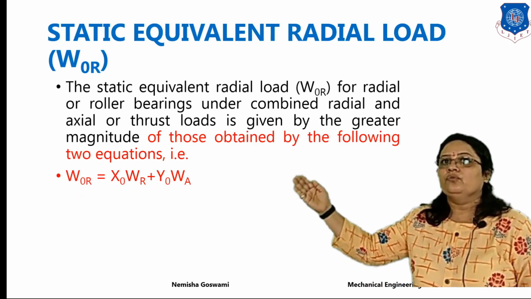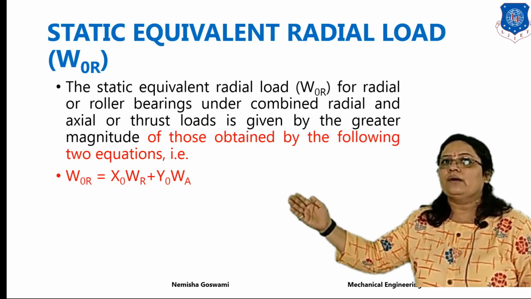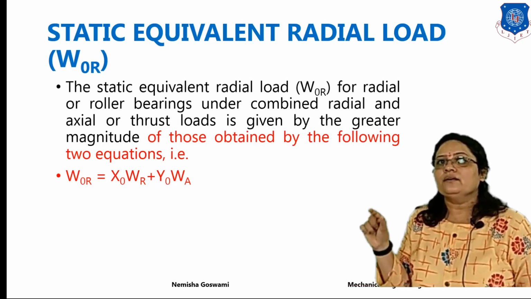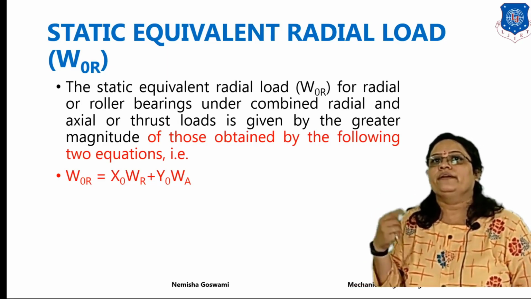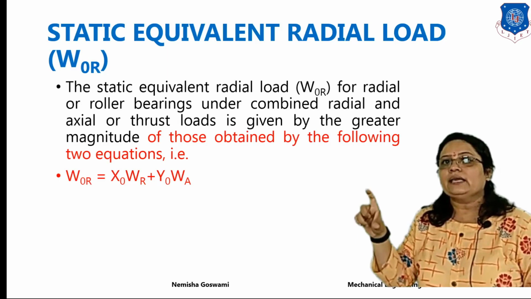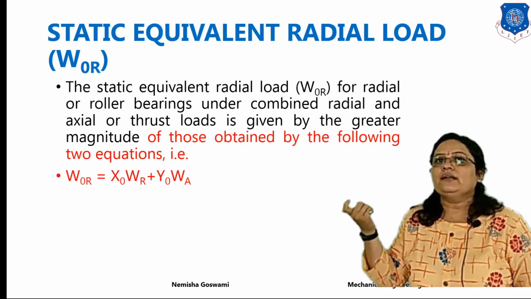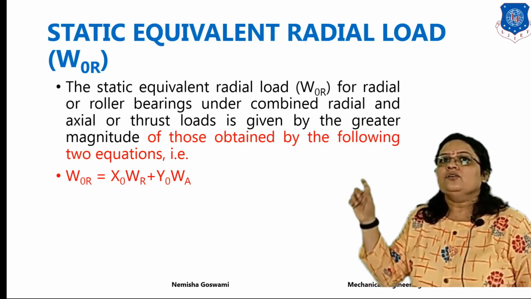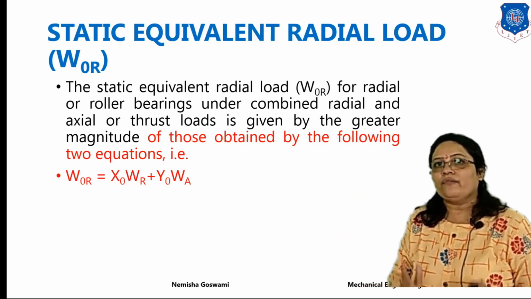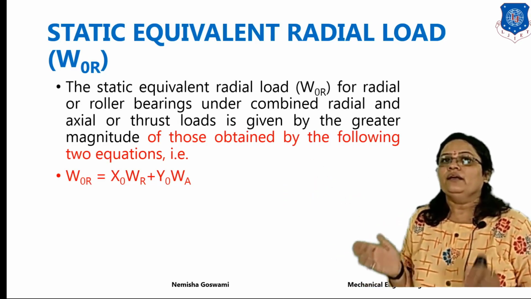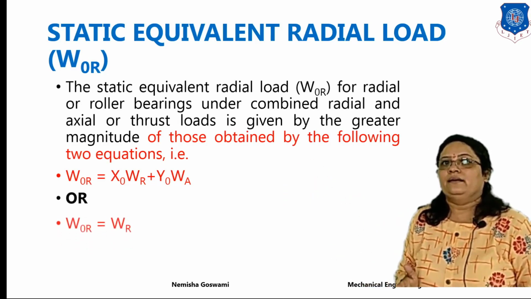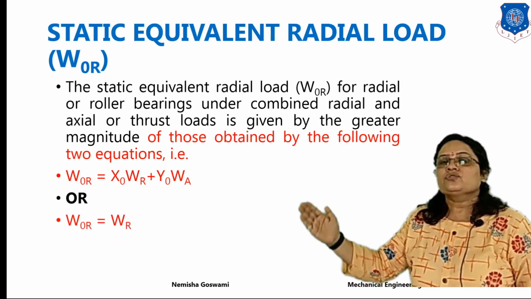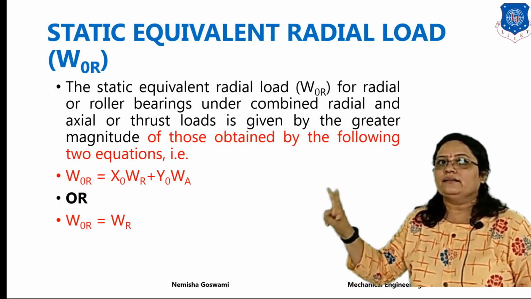So W0R is equal to X0 WR plus Y0 WA. Now WR we know, WR is the indication of your radial load and WA is the indication of your axial load. Now what are X0, Y0? These are the bearing factors. X0 is the radial load factor and Y0 is your axial load factor. Okay? Or the second equation is W0R is equal to WR. So how will we take the W0R? There are two equations.